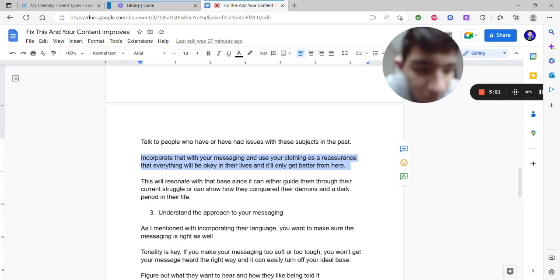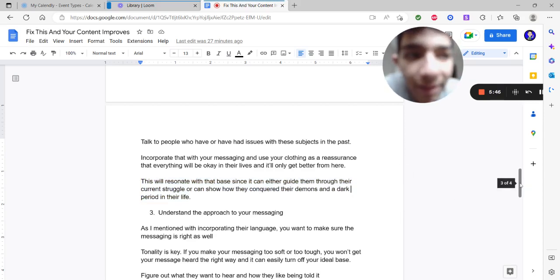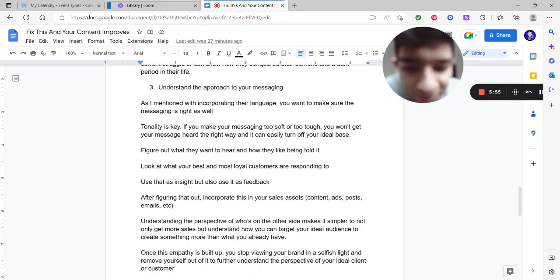Or, for example, let's say they manage to conquer their demons, you could also have clothing products that reflected that. And this will resonate with them because it can either guide them through their current struggle, or it can show them how they conquered their demons in a very dark period in their life. So doing small stuff like that can really give a greater reward, and you'd be surprised as to how that little tweak in your messaging or the way you approach addressing your customers can really do a lot of benefits for your brand.